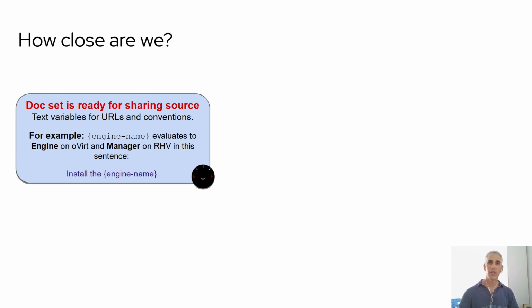Text variables for URLs and conventions are in place. For example, in the following sentence, engine name evaluates to the word engine on oVirt and manager on Rev. So the sentence is, install the engine name. And you see it's enclosed by curly brackets, so that indicates that it's a text variable. So in the oVirt documentation, that sentence will say, install the engine. And in the Rev documentation, it'll say, install the manager.